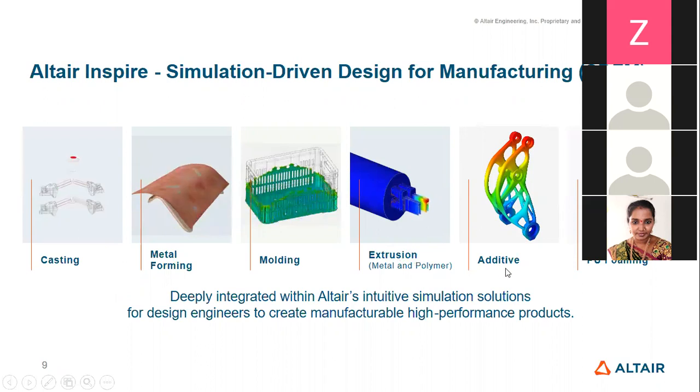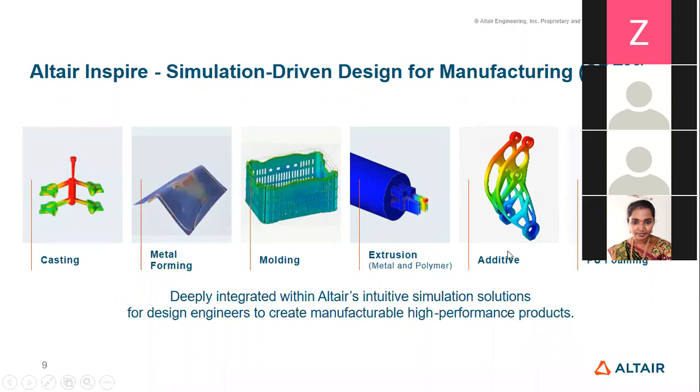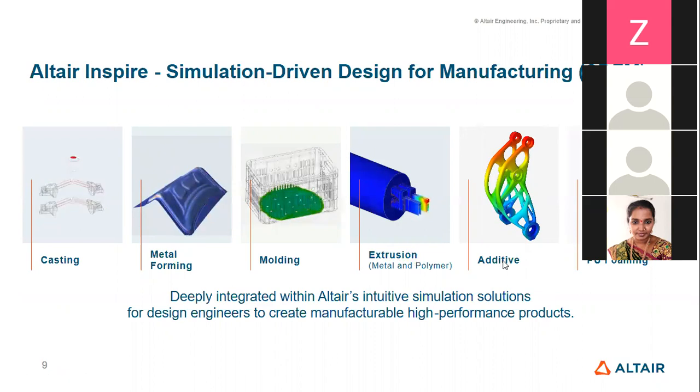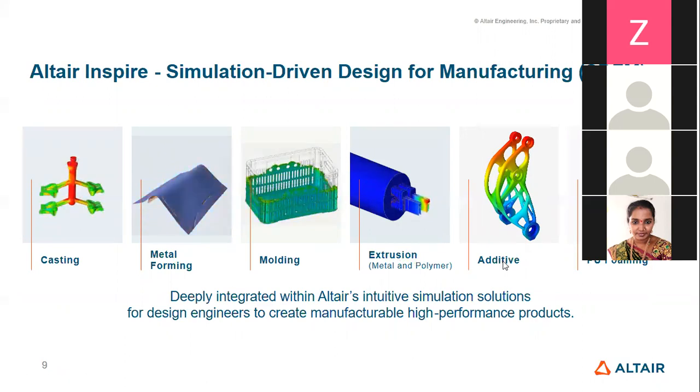And next is additive. Additive means 3D printing simulation. With the help of the 3D printing simulation, you can check the deformation and the thermal effects of your component, and what your support material would be and how you will slice the component.